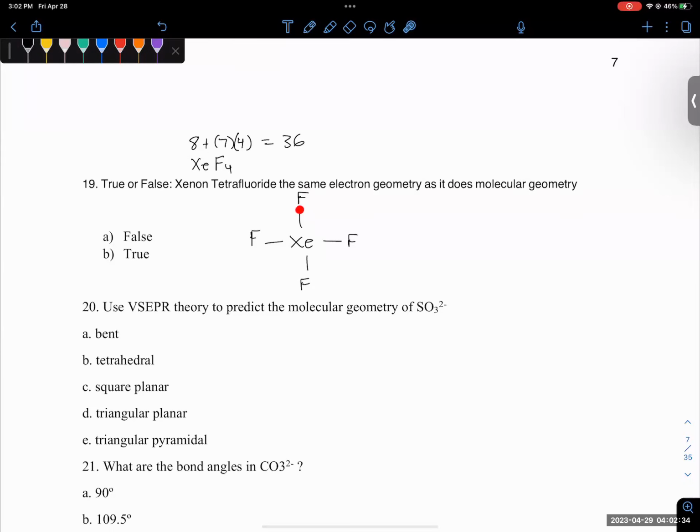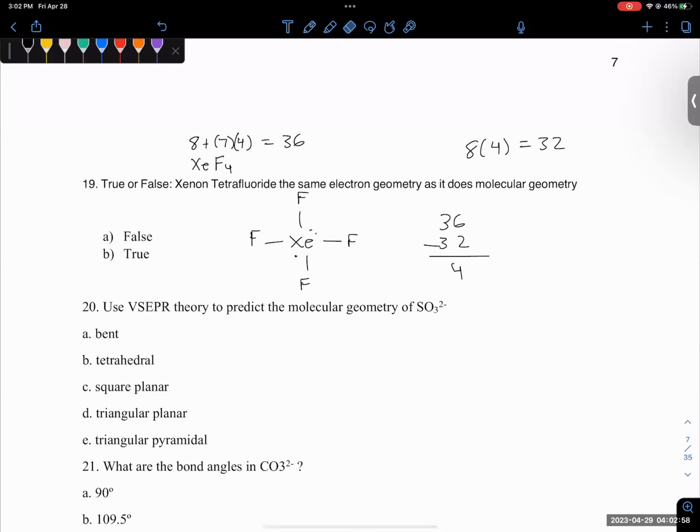And we know that each terminal atom needs 8 valence electrons. So it's 8 times 4 equals 32. So we have 36 minus 32. We have 4 electrons on the central atom, which means we have 2 lone pairs.